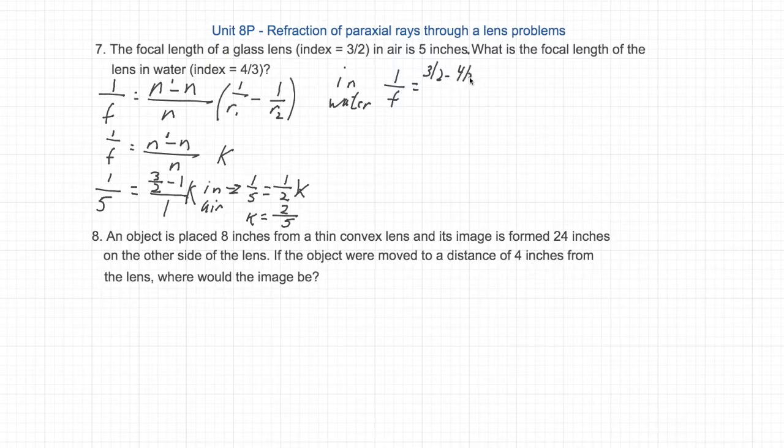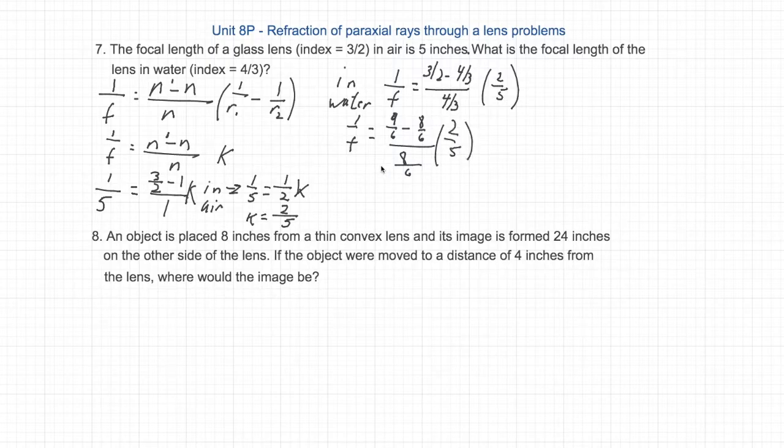So now our surrounding medium has an index of 4/3, not 1. And we use 2/5 for 1 over R1 minus 1 over R2. We'll use 6 as our common denominator. And we find that 1 over F equals 1 over 20. Therefore, the focal length in water is 20 inches, a longer focal length in water compared to air.